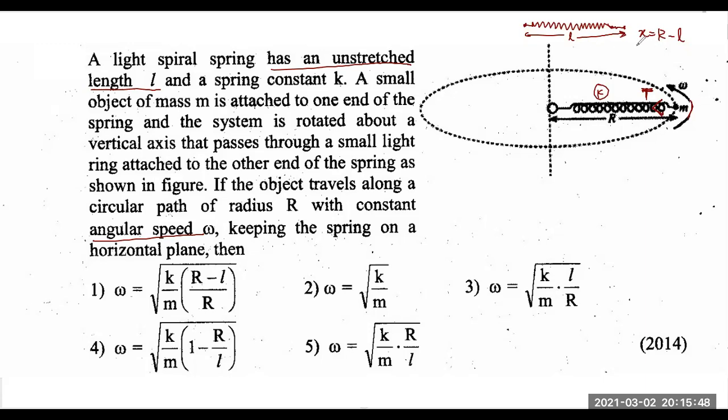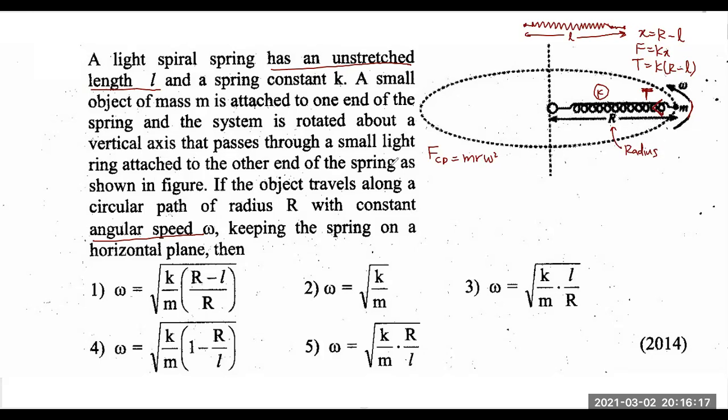So if you apply Hooke's law, F equals Kx, to find this tension, the force is equal to K into, instead of x, you will substitute R minus L. Now we have to find omega. We are almost there. What do you do to find omega? You use this equation: centripetal force is equal to m r omega squared. And this capital R is the radius of the circular path as well.